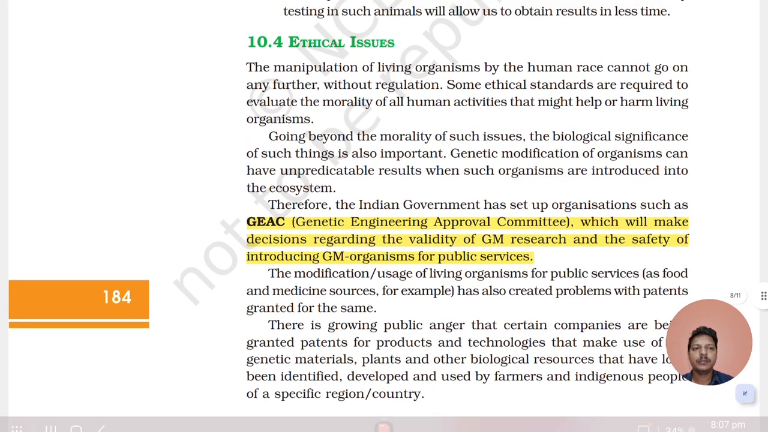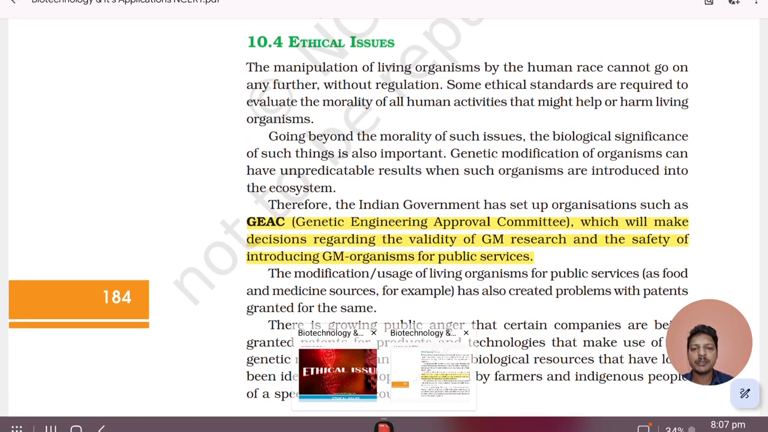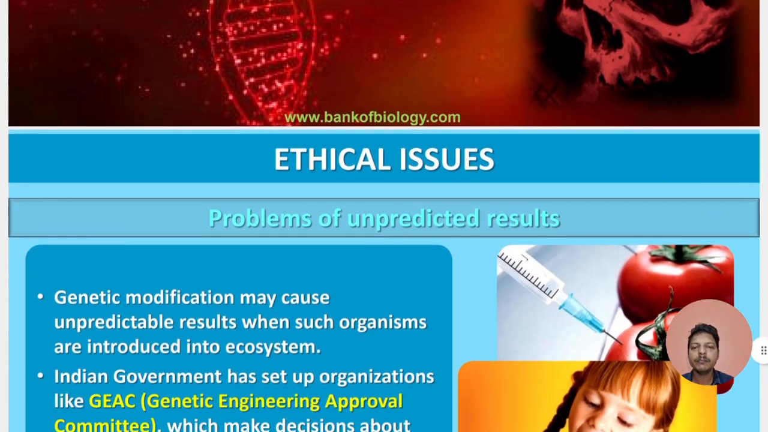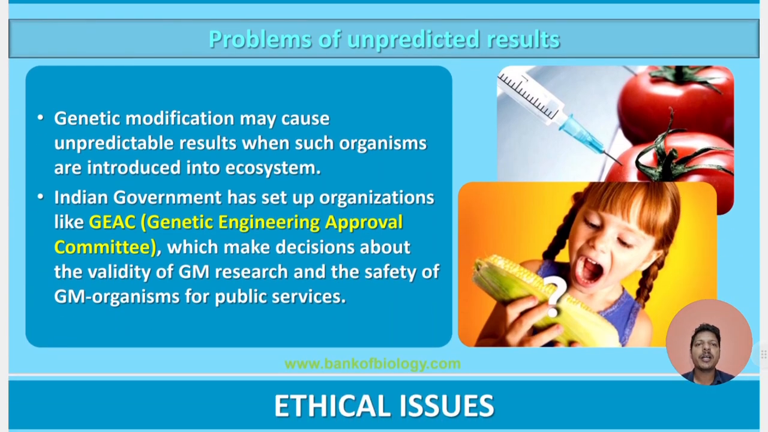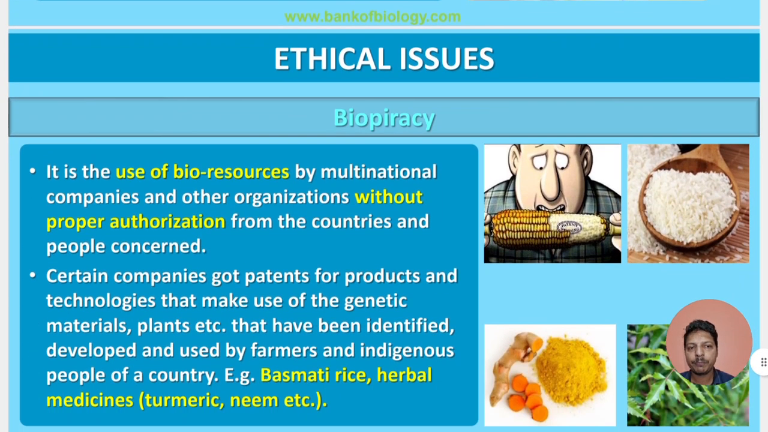Ethical issues. Let's see, I think it is the last topic of this chapter. Here, problems of unpredicted results. Genetic modifications may cause unpredictable results when such organisms are introduced into the ecosystem. The Indian government has set up an organization like GEAC, full form will be asked, Genetic Engineering Approval Committee, which makes decisions about the validity of GM researches and the safety of the GM organisms for public services.